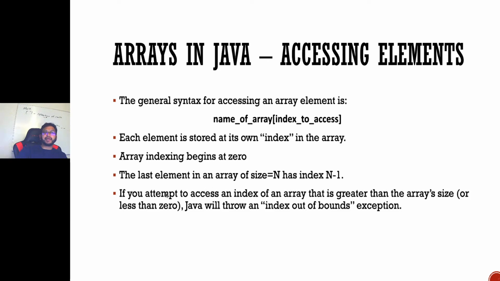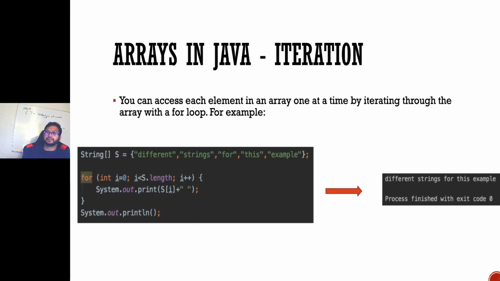Next, if you attempt to access something outside of the array, as previously stated, like the 100th element of a 10 element array, it will give you an index out of bounds error.